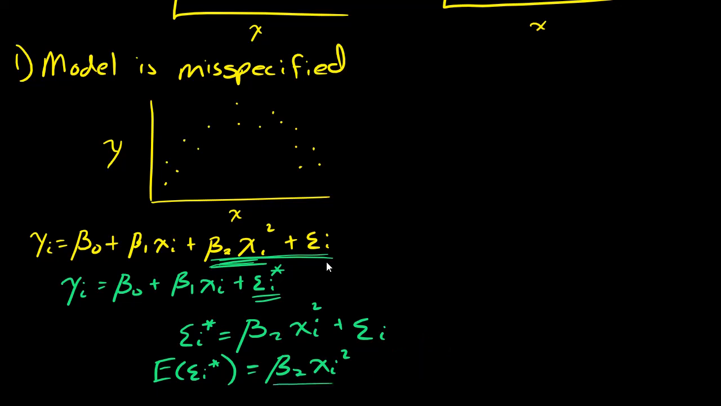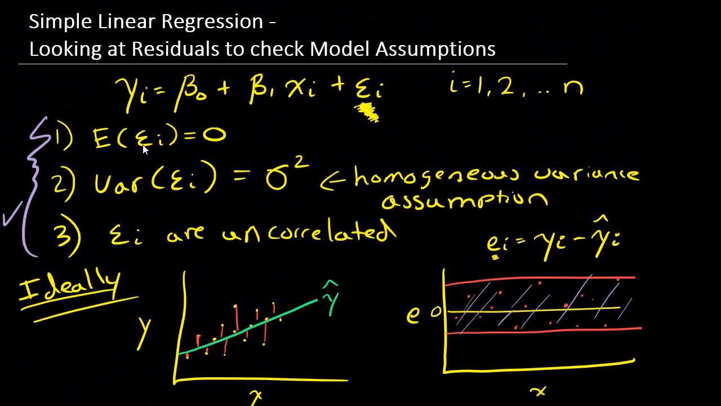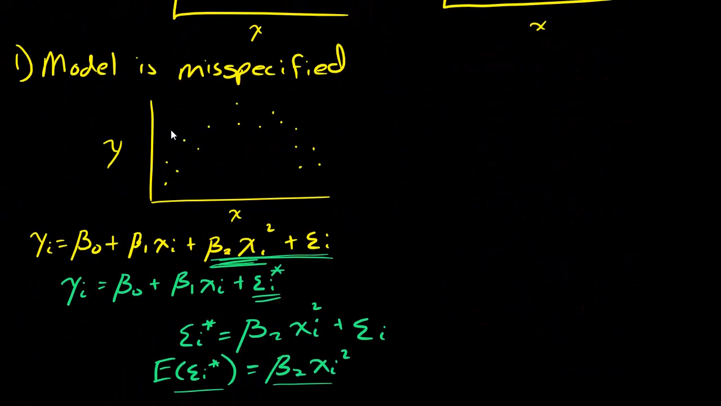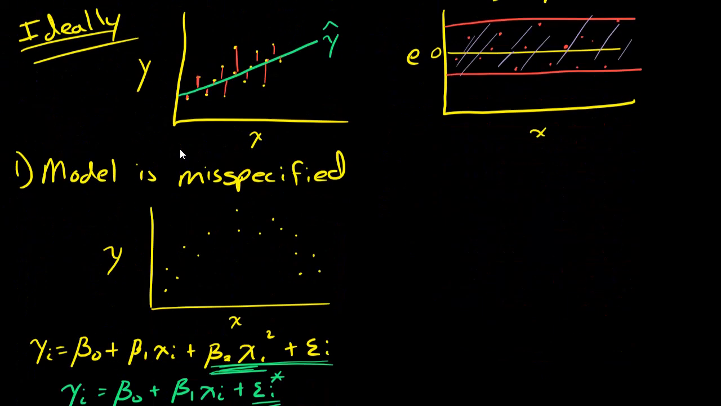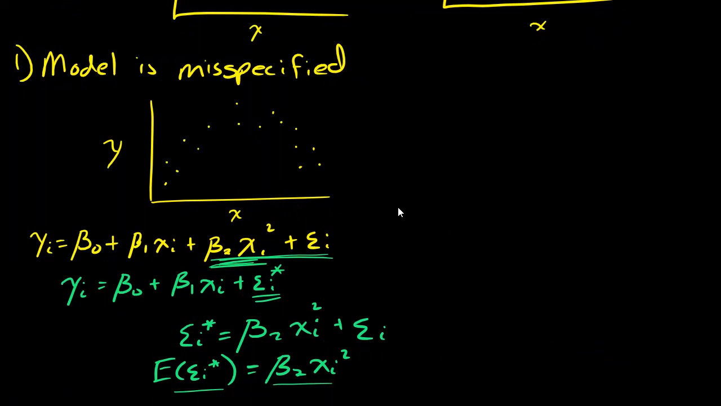And so then you see, okay, this is the model assumption that's being violated here. My expected value is not equal to 0, which is that first model assumption. So when you have a misspecified model, you're going to be basically violating this first model assumption up top here. Okay, so what is it going to look like?